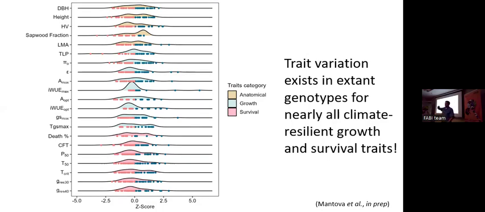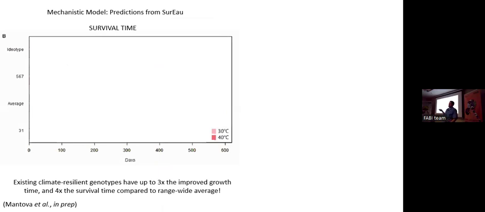And when we sample at this kind of depth, 50 different provenances with the full physiological phenomic workup, we can start to make predictions. To make those predictions, we use a mechanistic model called Sureau.